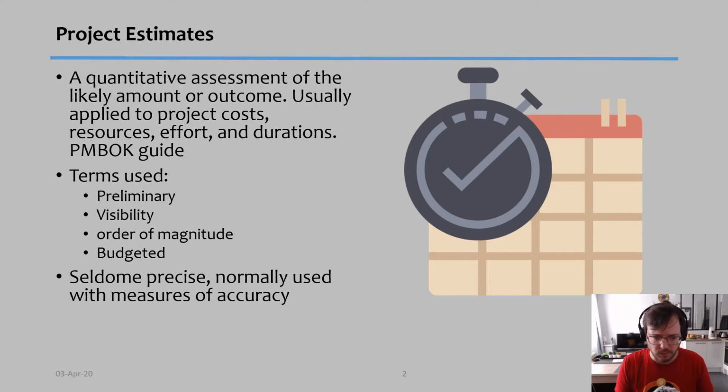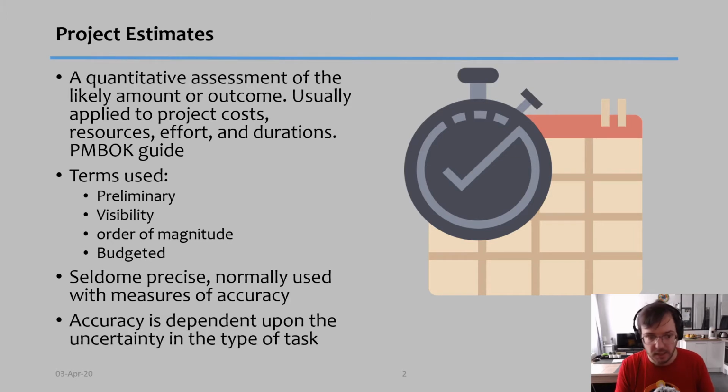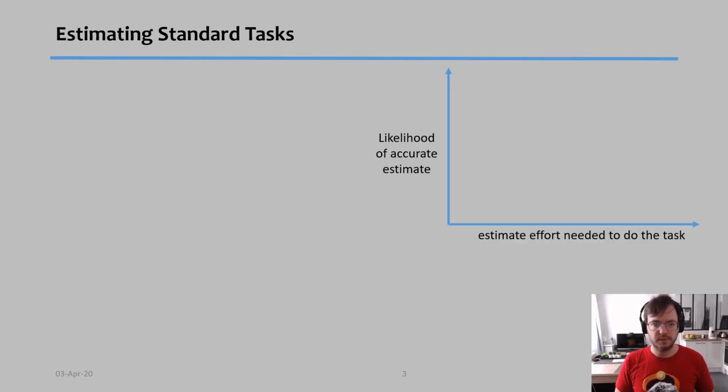So they are seldom precise, and normally we need to use them with a measurement of accuracy to express how accurate our estimates actually are. Accuracy will depend upon many things, but mostly the accuracy of our estimates will depend upon the uncertainty of the task and upon the type of task that we are trying to do. There are four major types of tasks that we have to predict, and let's start with the easiest one.